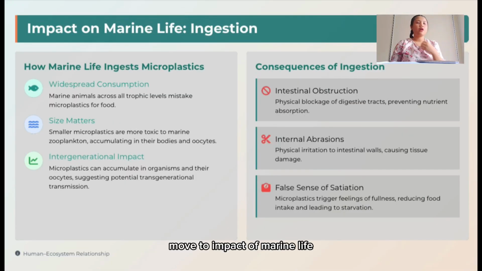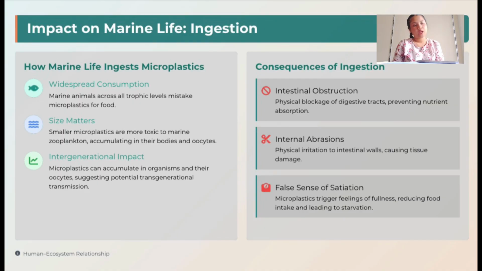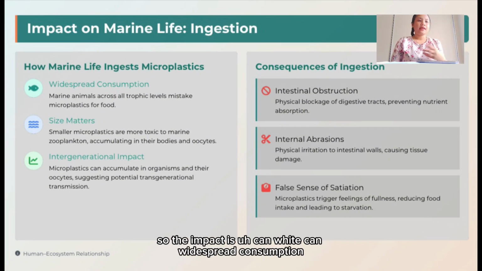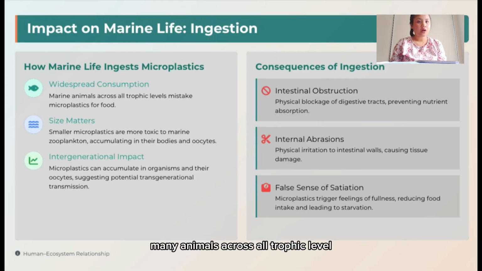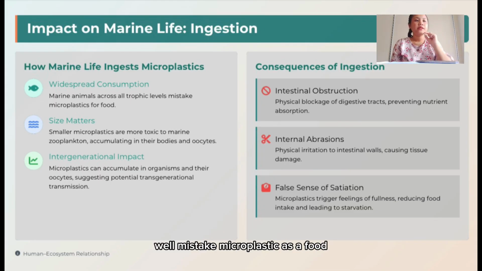We move to the impact on marine life. So what happens when these tiny particles enter the marine ecosystem? The impact is widespread consumption. Marine animals across all trophic levels, from the smallest zooplankton to the largest whale, mistake microplastic as food.